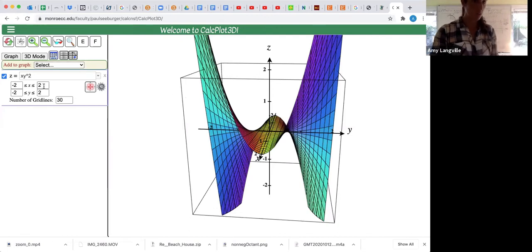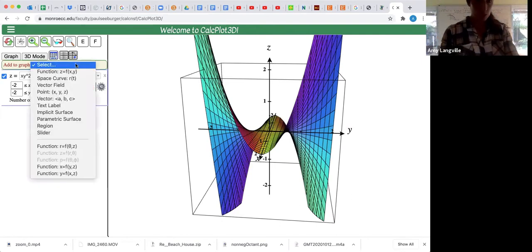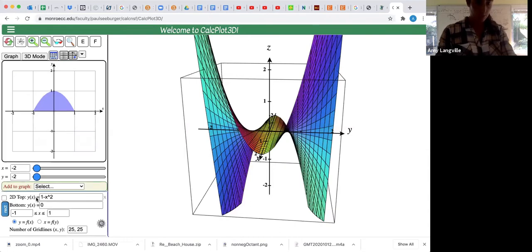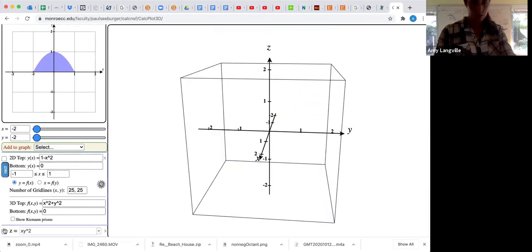That's for the entire domain, so let's restrict it now. And it's harder to do here without restriction. It's much better to just enter it as a region. So we'll turn off that surface. I'm going to enter the region that we're looking at.